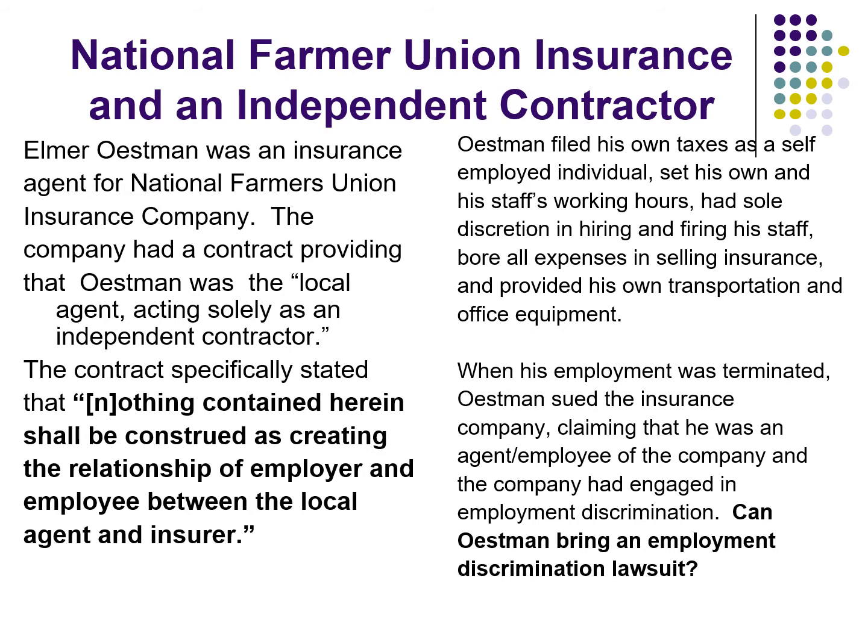Now, we have facts also. It says Ostman filed his own taxes as a self-employed individual. He set his own and his staff's working hours. He had sole discretion in hiring and firing his staff. He bore all his own expenses in selling insurance and provided his own transportation and office equipment. So those are the facts. We had our contract language, now we have the facts. And so what's our dispute?